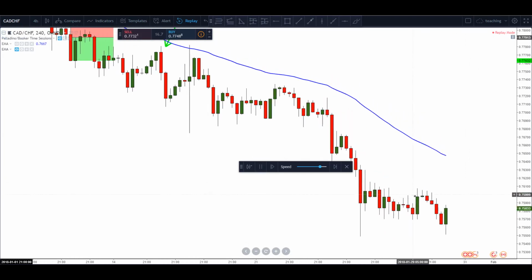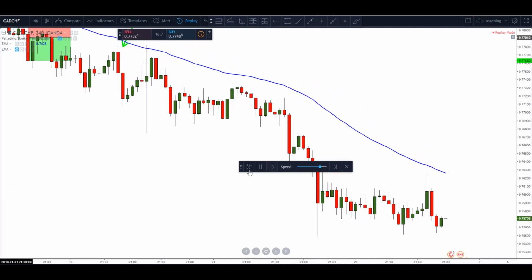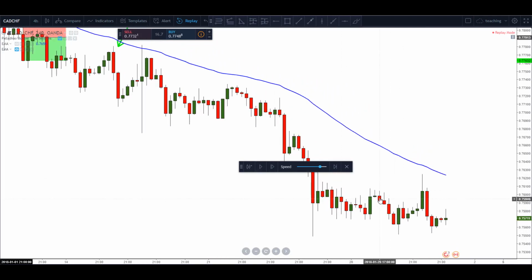Same with this candle, it would not be a valid entry because it's not a swing high, nor is it a... well, wait, let's pause the market. It's not a swing high, nor is it a 1, 2, 3 engulfing move.